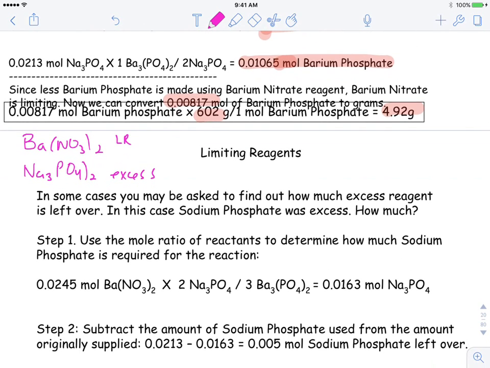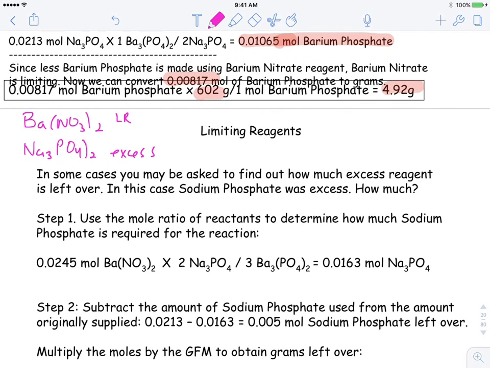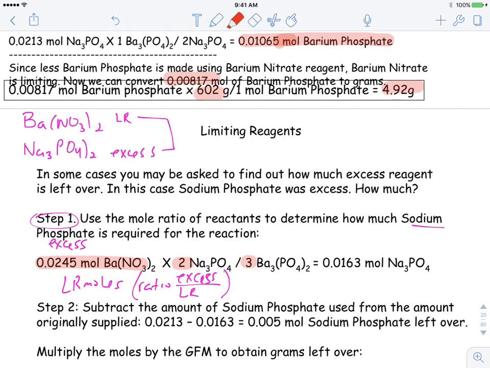Now, to find out how much is left over, we do a ratio between these two reactants. The first thing we need to do in step 1 is find out how much of the excess, the sodium phosphate, actually reacted. We do that by this general formula: we take the limiting reactant moles and multiply by the ratio of excess to limiting from the chemical equation. So look at how we do that. We take the moles of the limiting, the 0.0245 moles, and multiply it by the ratio of excess to limiting. This tells us how many moles of excess were used.